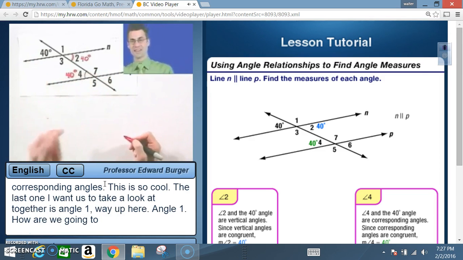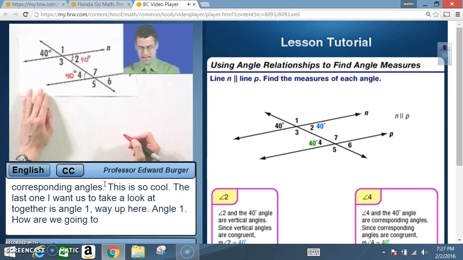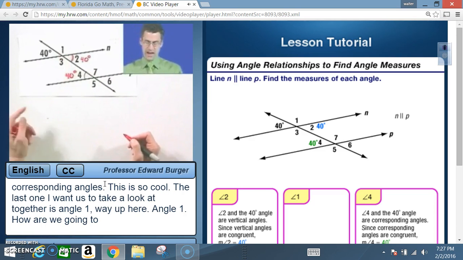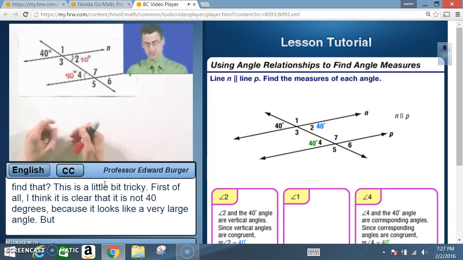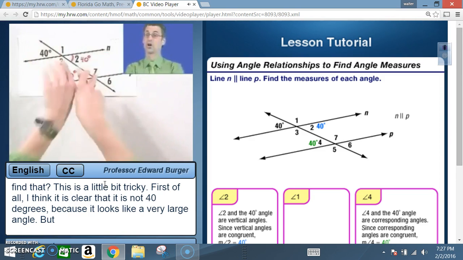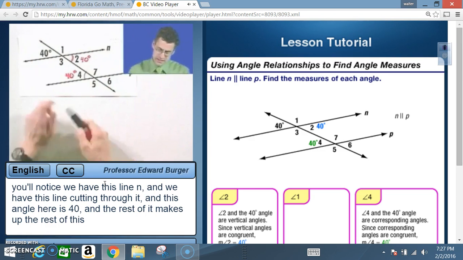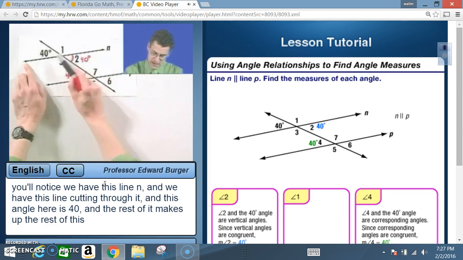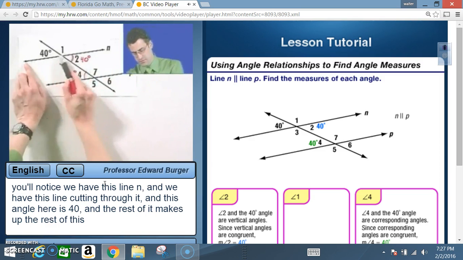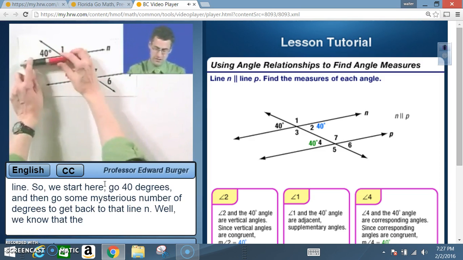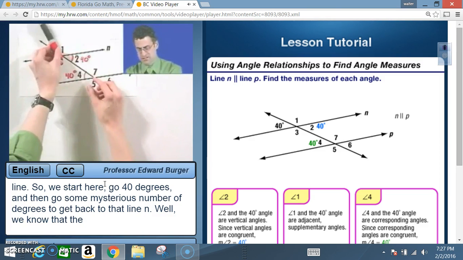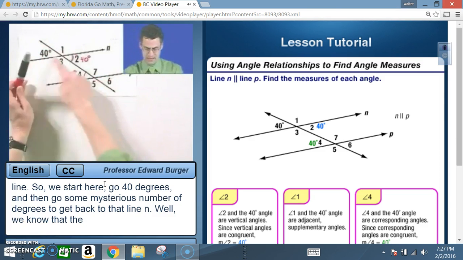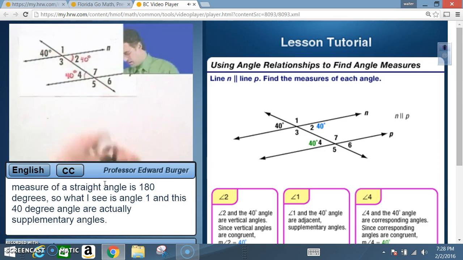This is so cool. Now, the last one I want us to take a look at together is angle 1, way up here. How are we going to find that? Well, this is a little bit tricky. First of all, I think it's clear it's not 40 degrees because it looks like a very large angle. But you'll notice that we have this line N and this line cutting through it, and this angle here is 40, and the rest of it makes up the rest of the line. We start here, go 40 degrees, and then go some mysterious number of degrees to get back to line N. We know that a straight angle is 180 degrees.